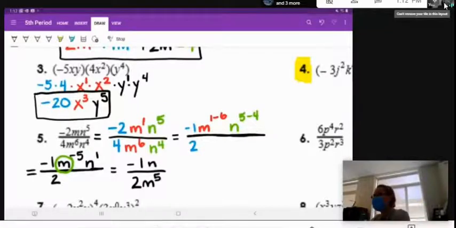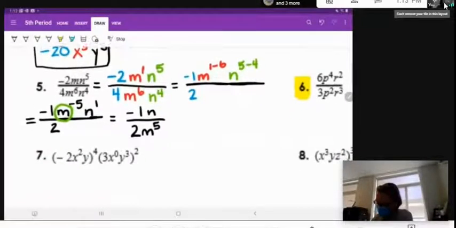Did that make sense to everybody? I know that was a lot of steps, and we used multiple rules in this problem. Did that make sense? Okay, I'm hearing some yeses, I'm seeing some nods. That question 5 will hopefully prepare you for question 6. And let's move on to 7.